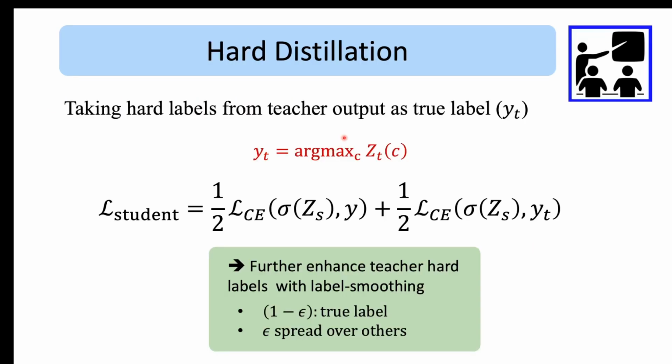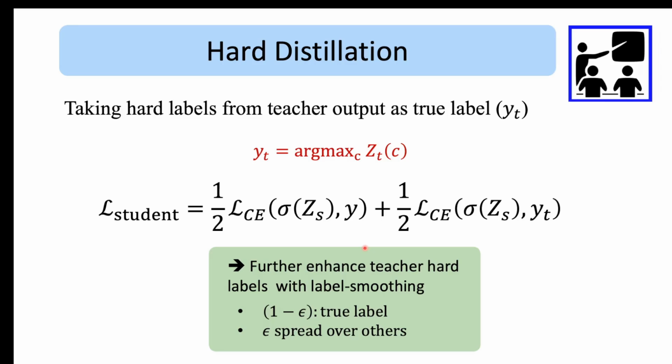For hard distillation, the authors propose to use two cross-entropy terms with equal contributions. The first term is the same as before, using the ground truth labels y, and the second term uses the hard labels predicted by the teacher, which are obtained by applying argmax to the logits of the teacher. The paper compares the performance of soft distillation and hard distillation, and in fact, hard distillation significantly outperforms soft distillation.